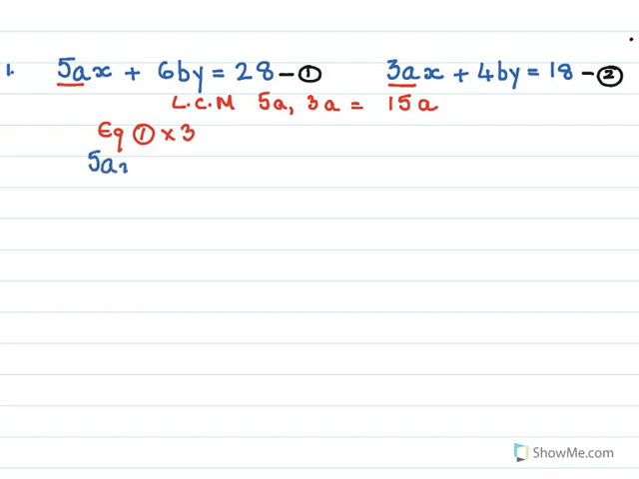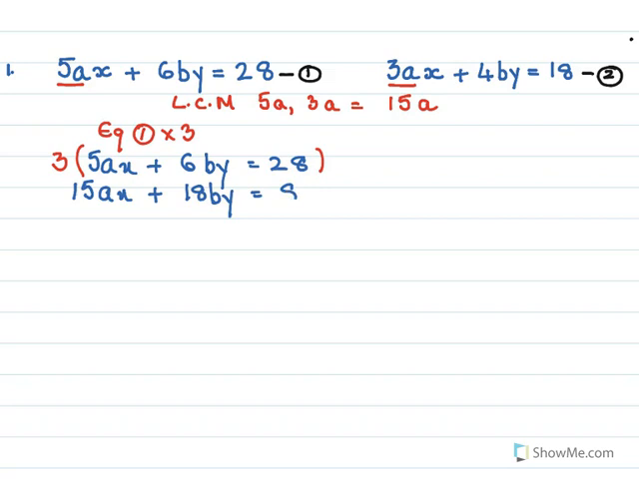So I have 5ax plus 6by equals 28, and I'm now going to multiply it by 3 so that the x becomes 15a. So 3 into 5ax is 15ax, 3 into 6 is 18by, and 28 into 3 is 84. I will put this as equation 3.